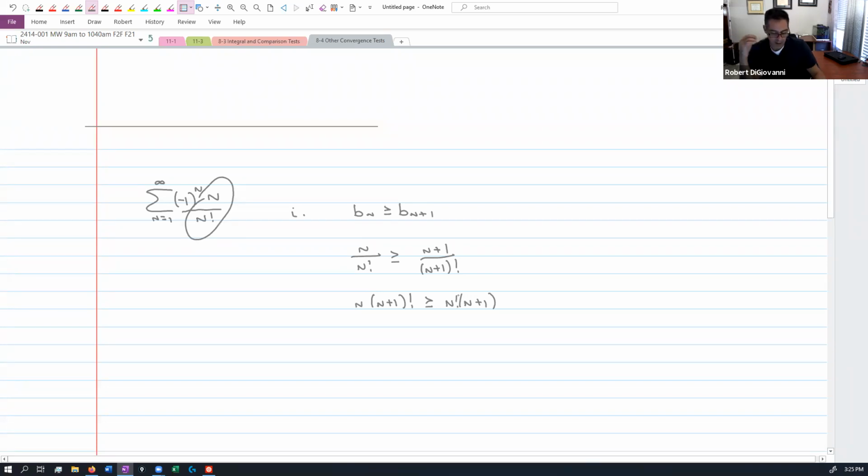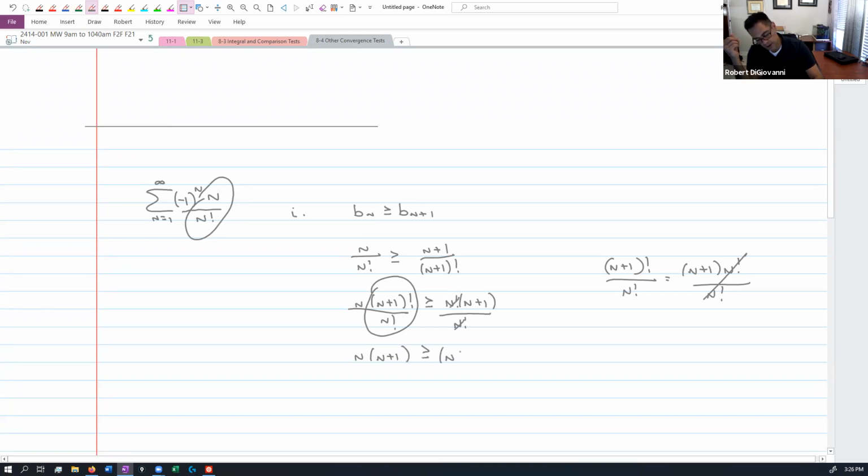Okay, so you cannot easily figure this out. I think maybe the best thing to do here would be to divide both sides by n factorial, and then use a property we learned a while back: n plus 1 factorial over n factorial equals n plus 1 times n factorial over n factorial. They cancel, so that's just n plus 1. So you have n times n plus 1, these cancel, is bigger than or equal to n plus 1. Divide both sides by n plus 1, and you get n is greater than or equal to 1. That's true. So we know it's decreasing.